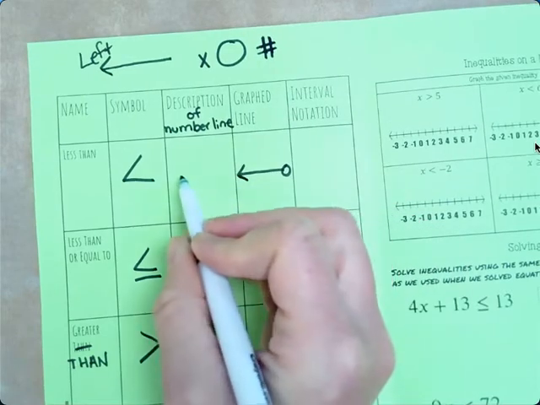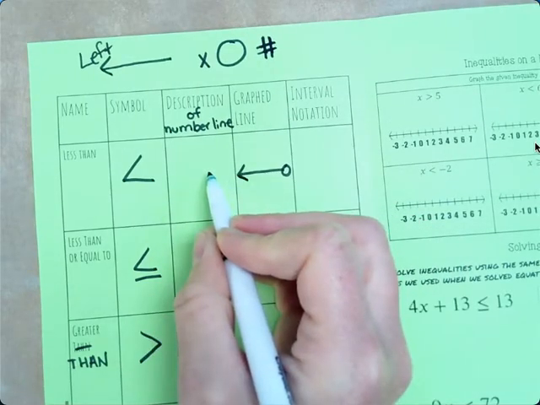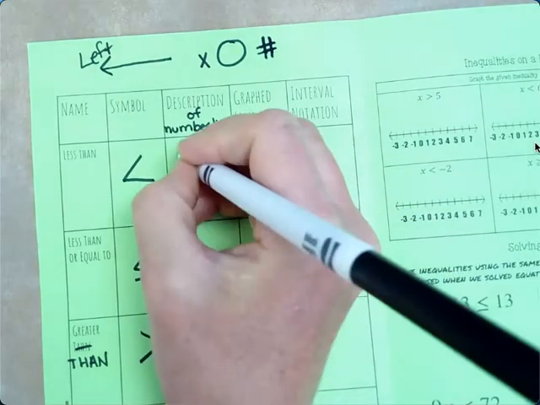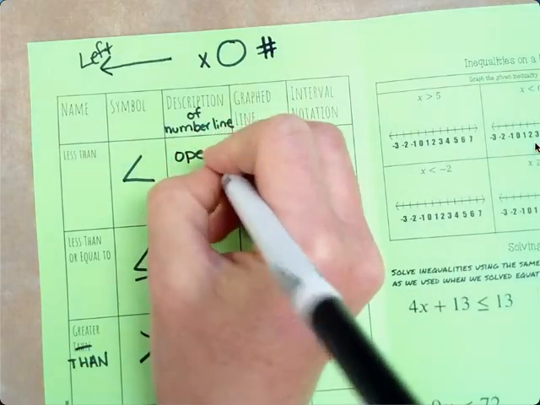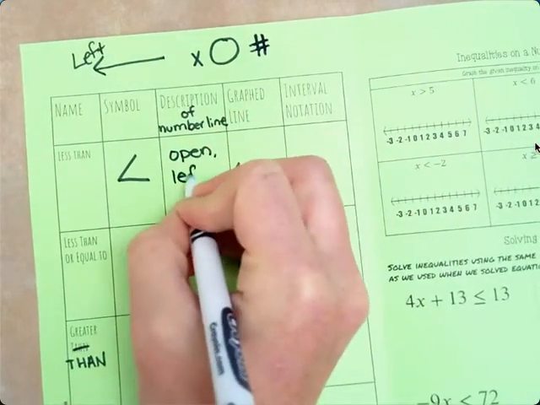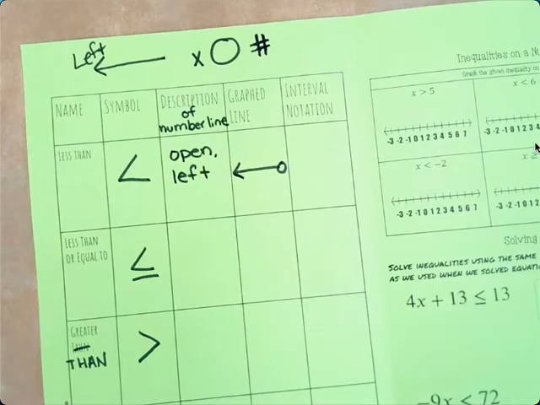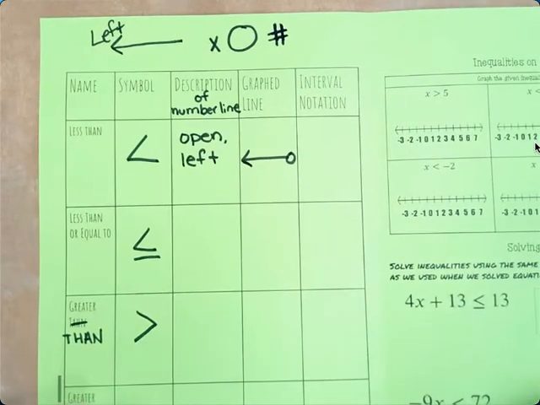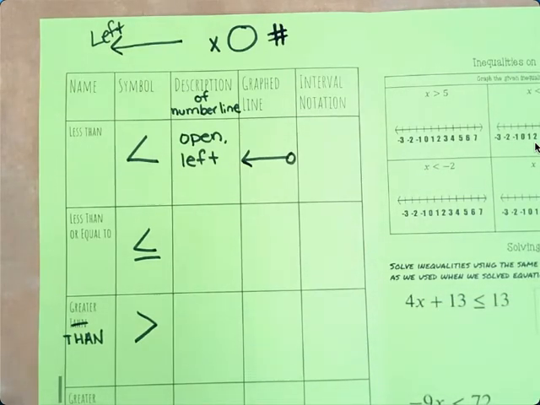So let's fill in the description now. So it's an open circle, and it is going left. So open left. Is that all we're writing? Yep, that's all we're going to write. So it's a number line. You would put the open circle on the number that it's talking about. Then you would go left.